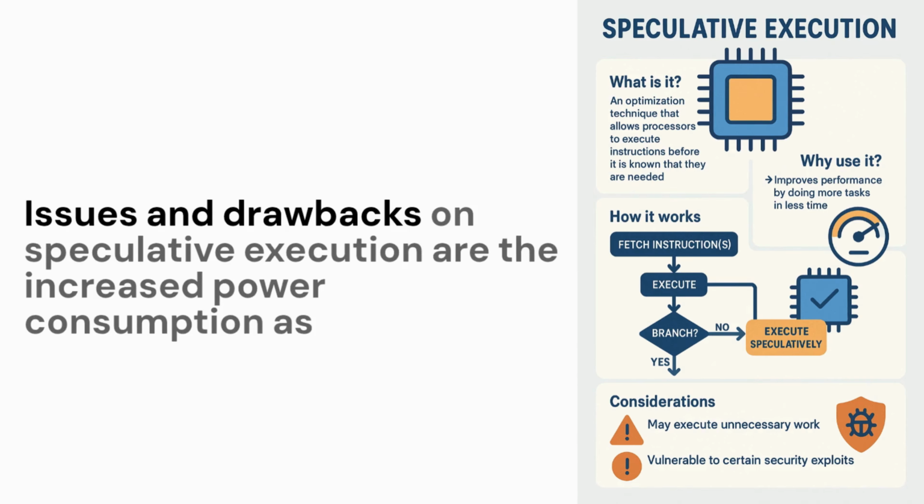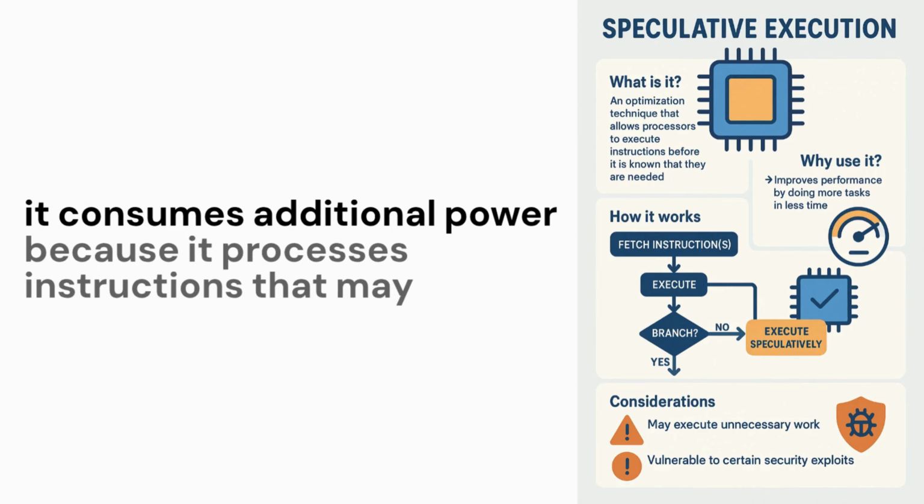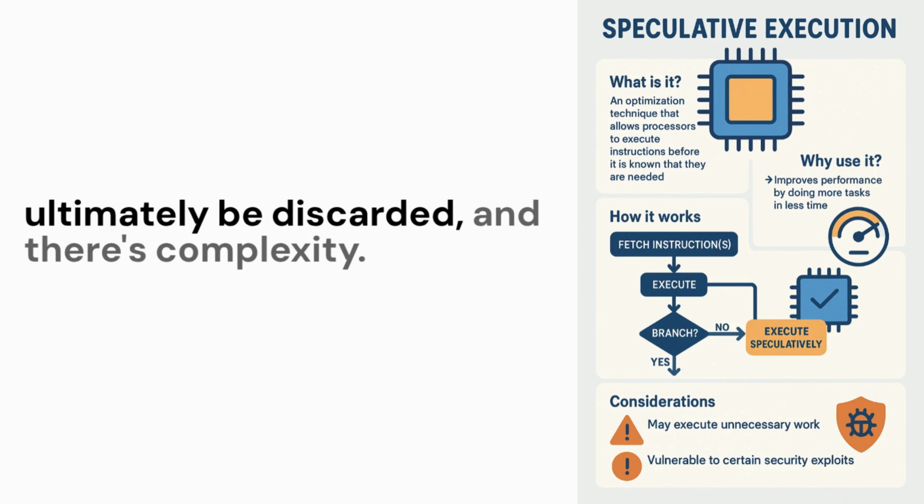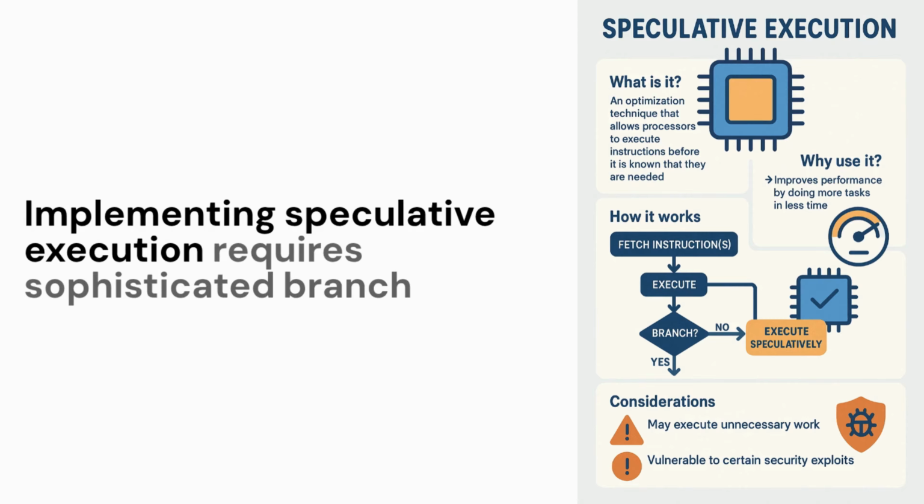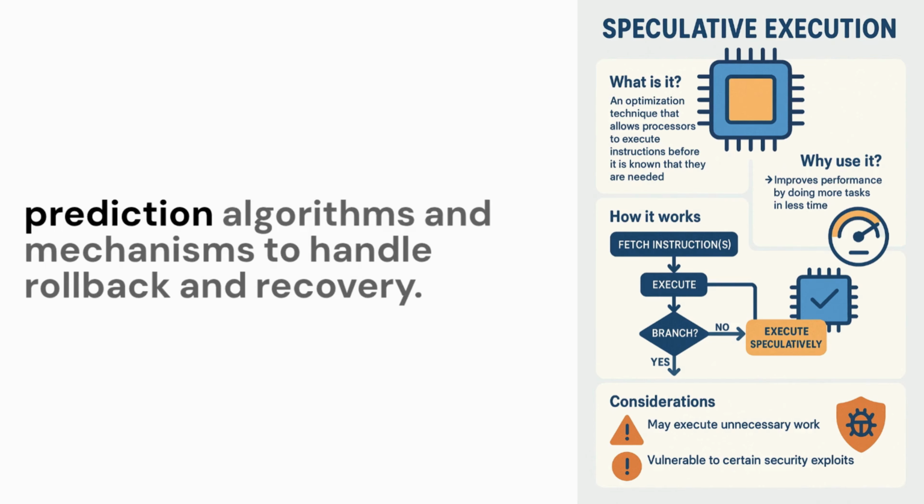Issues and drawbacks of speculative execution are the increased power consumption, as it consumes additional power because it processes instructions that may ultimately be discarded, and there's complexity. Implementing speculative execution requires sophisticated branch prediction algorithms and mechanisms to handle rollback and recovery.